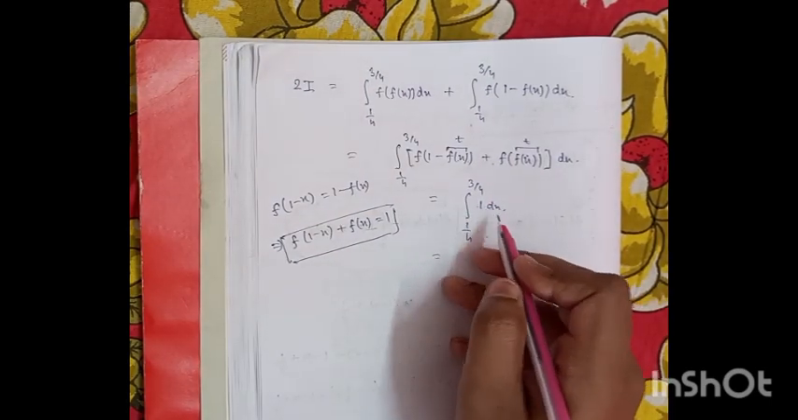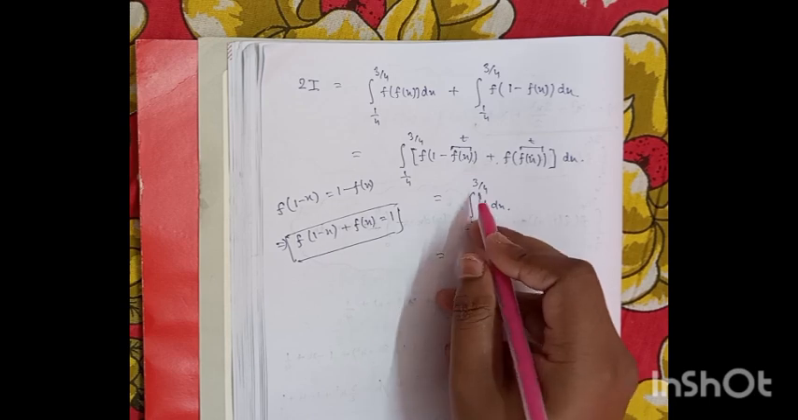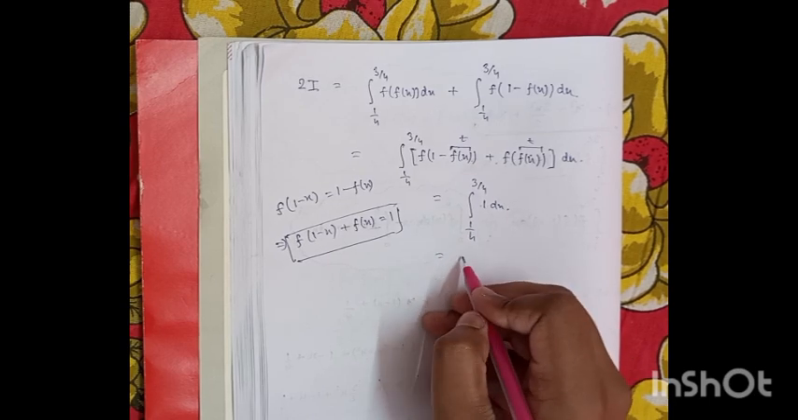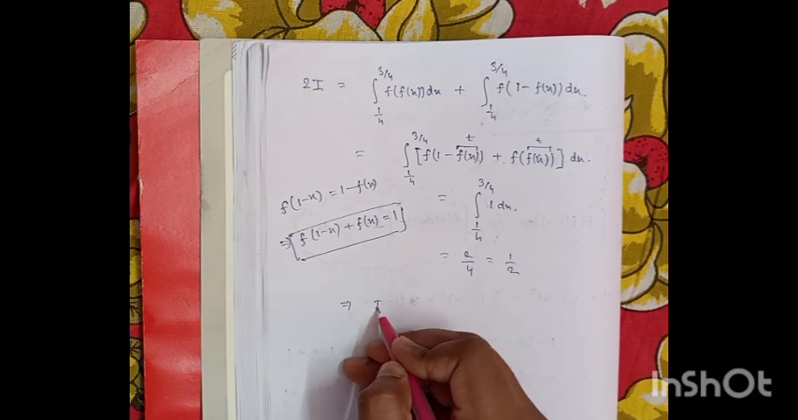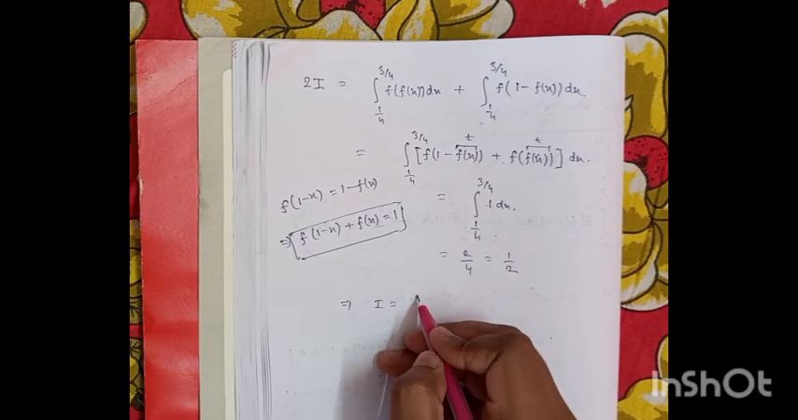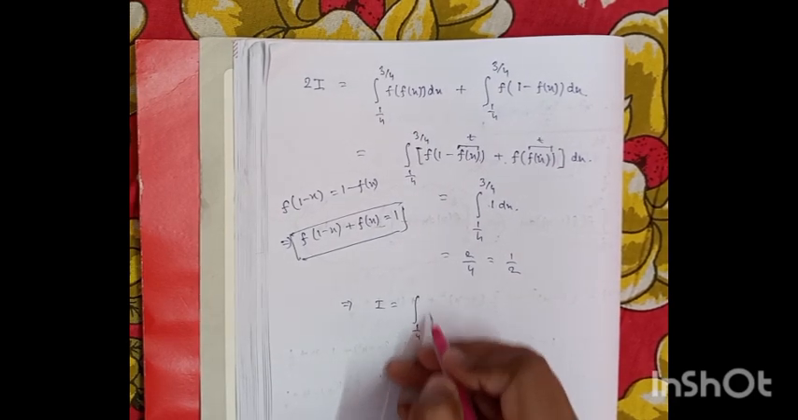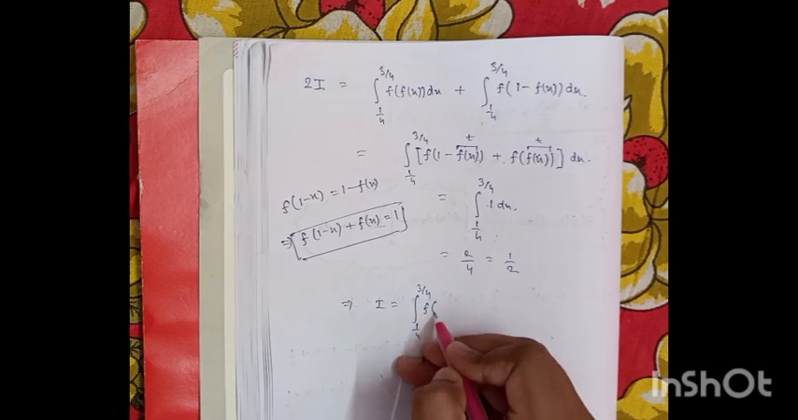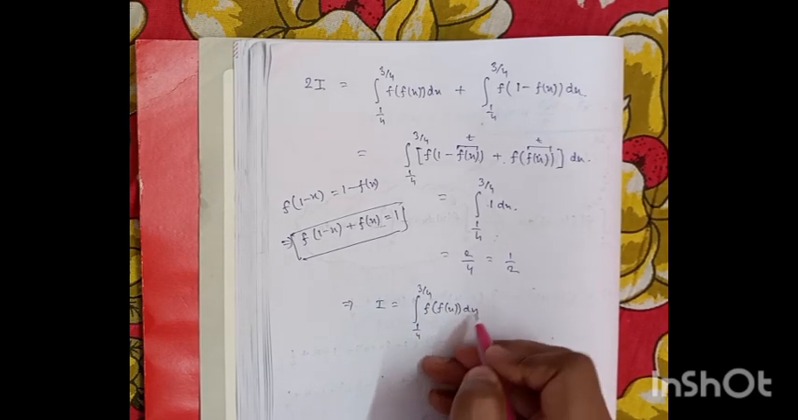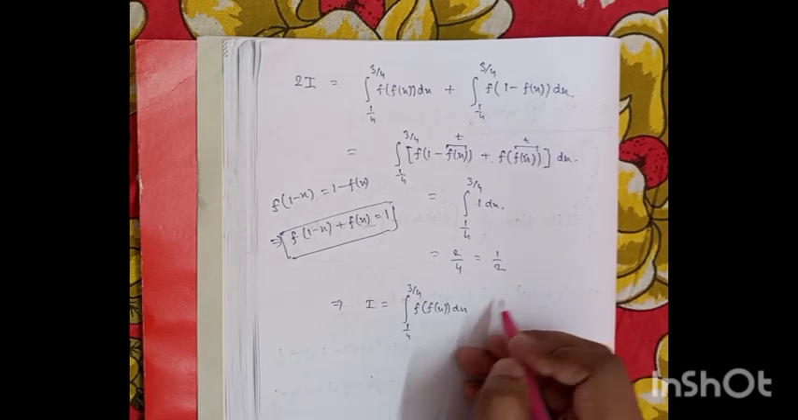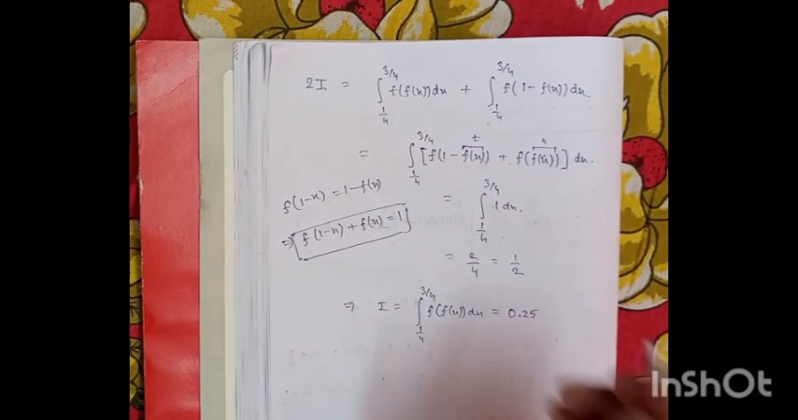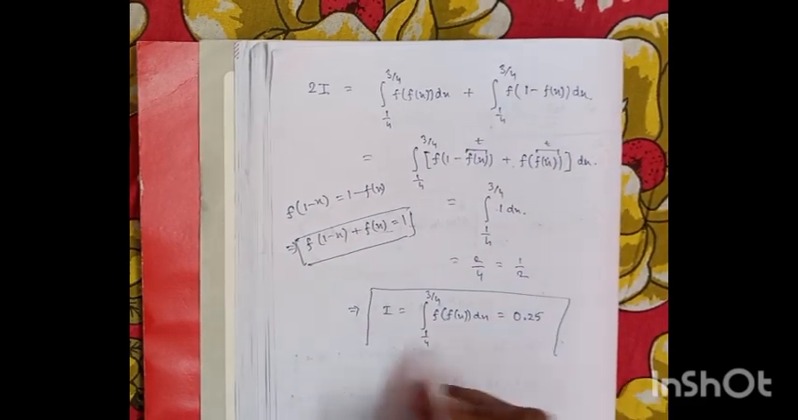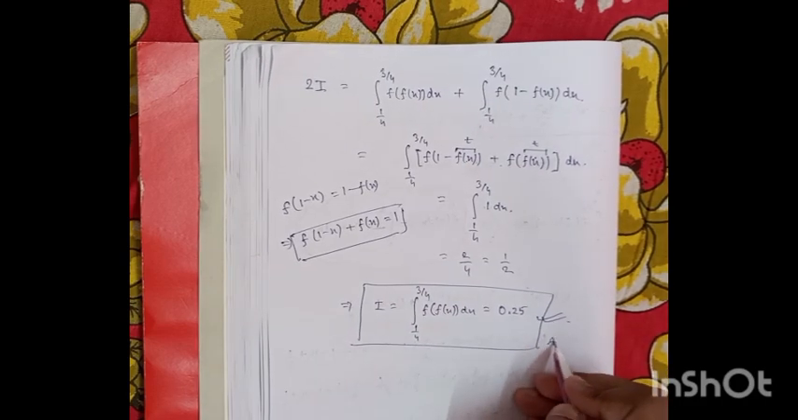So this is a simple integral. So this will be equal to 3 by 4 minus 1 by 4, which is 2 over 4, that is 1 over 2. So the value of I, which is the required value of this definite integration f of f(x) dx from 1 by 4 to 3 by 4, is basically half divided by 2. So 0.25. This is our answer.